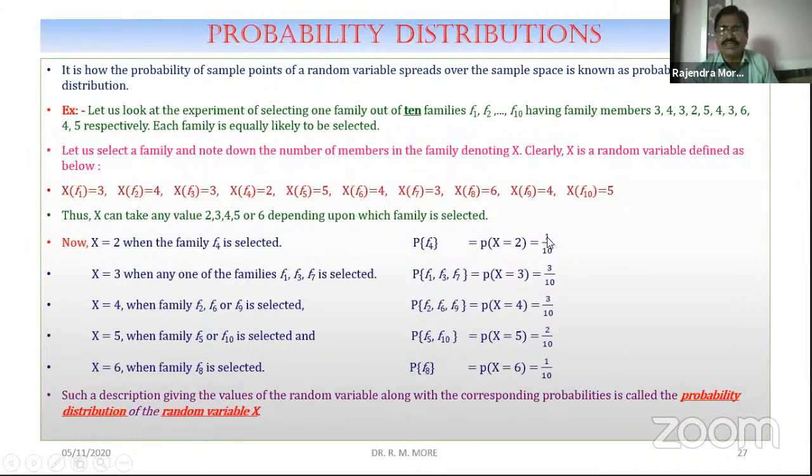And this is the discrete distribution. So such a description, giving the values of the random variable along with the corresponding probabilities, is called the probability distribution of the random variable x.